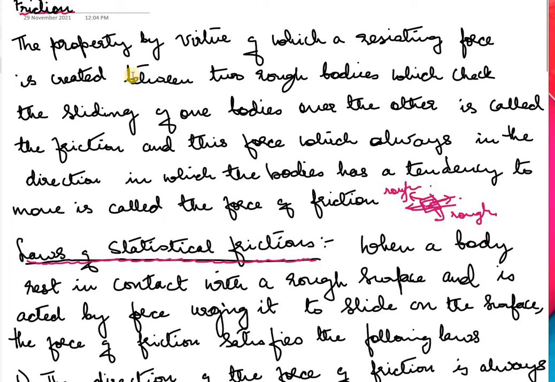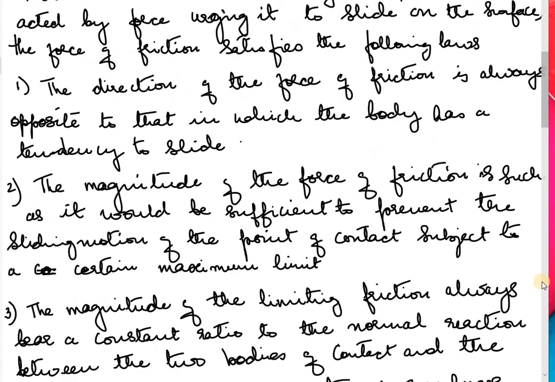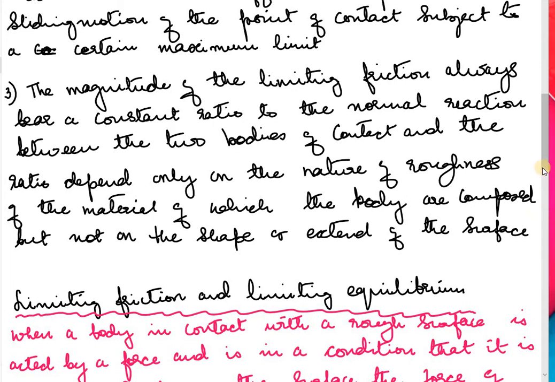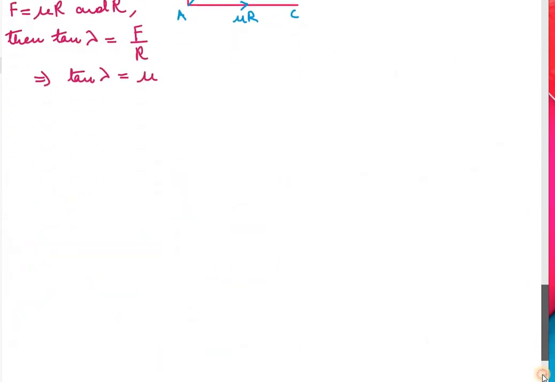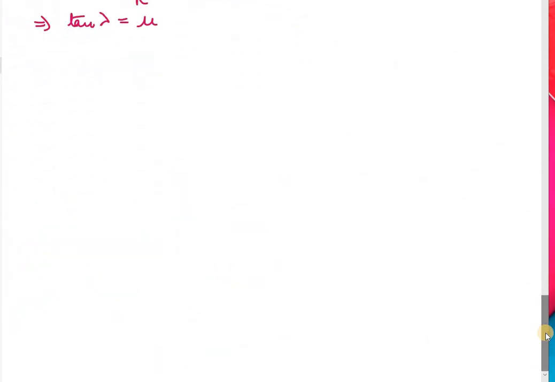So as you can see, by definition, the property by virtue of which a resisting force is created between two rough bodies which checks the sliding of one body over the other is called friction, and this force, always in the direction in which the body has a tendency to move, is called the force of friction. Let me draw it nicely below, what is meant by friction.